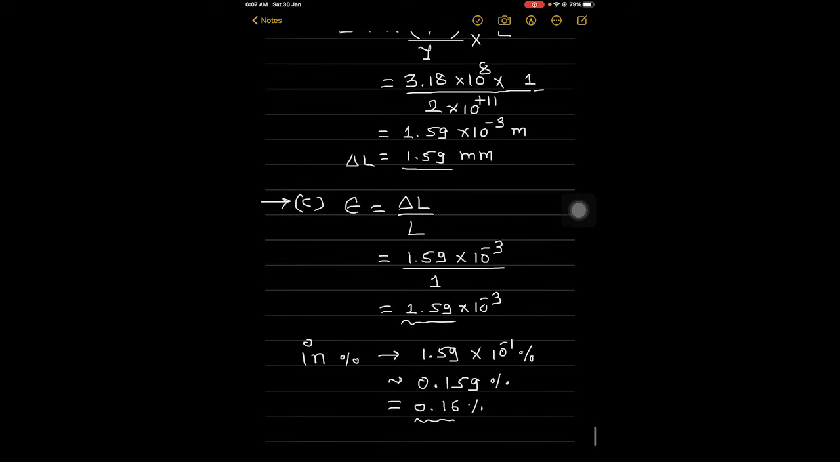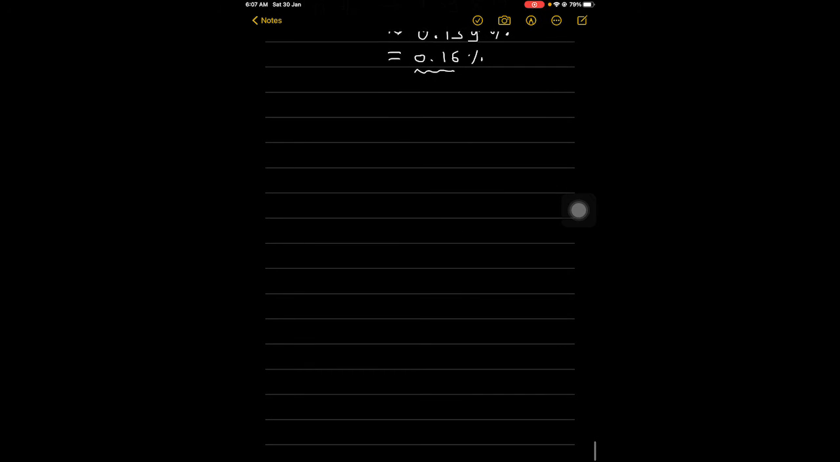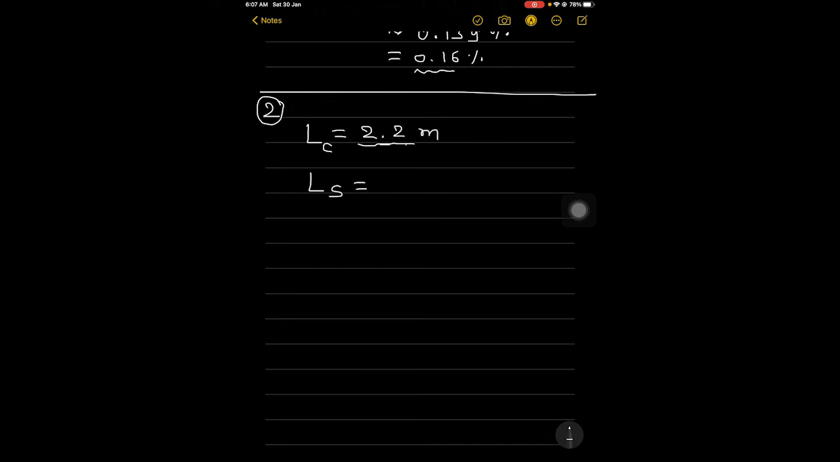Now we move further towards example number 2. So what is given in example number 2? That is also a straightforward example, but a very good and important question. We are given that a copper wire of length 2.2 meter and a steel wire of length 1.6 meter. So here we can say that length of copper is 2.2 and length of steel is 1.6 meter.